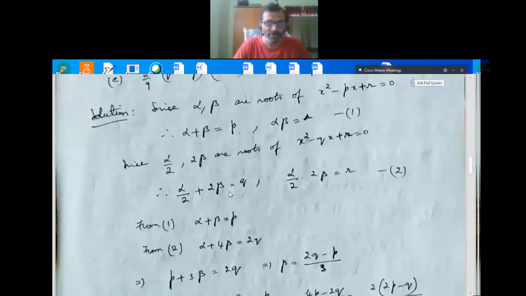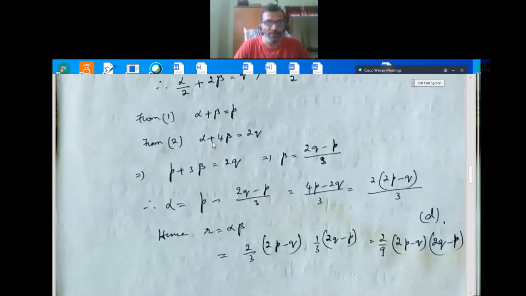Now what happens here? Alpha + beta is p. So alpha + beta + 3beta, so p + 3beta = 2q. So beta = (2q − p)/3. Understood? Because alpha + 4beta is 2q, we can write alpha + 4beta as alpha + beta + 3beta, and alpha + beta is p. So hence we can calculate beta from this. So alpha = p − beta.